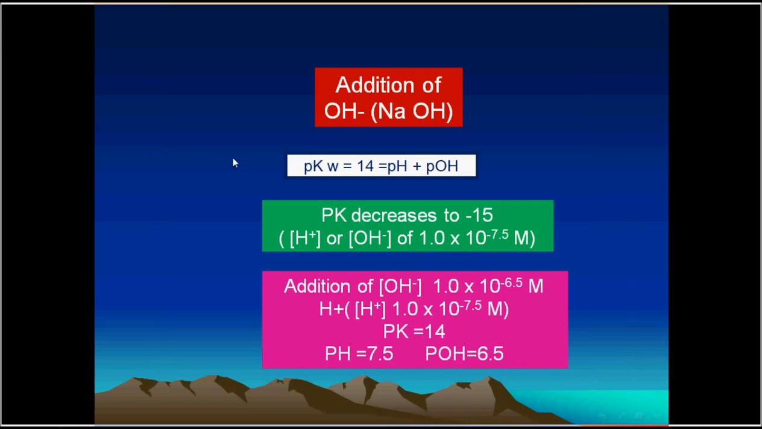The same thing if you add sodium hydroxide. Sodium hydroxide dissociates into sodium and hydroxide group, and the hydroxide anion. This means that there is increase in the hydroxyl. Increase in the hydroxyl group, there will be concomitant decrease in the hydrogen ion. Decrease in the hydrogen ion, this means increase in the pH. So this is some sort of alkalosis. Same thing. So this is another.